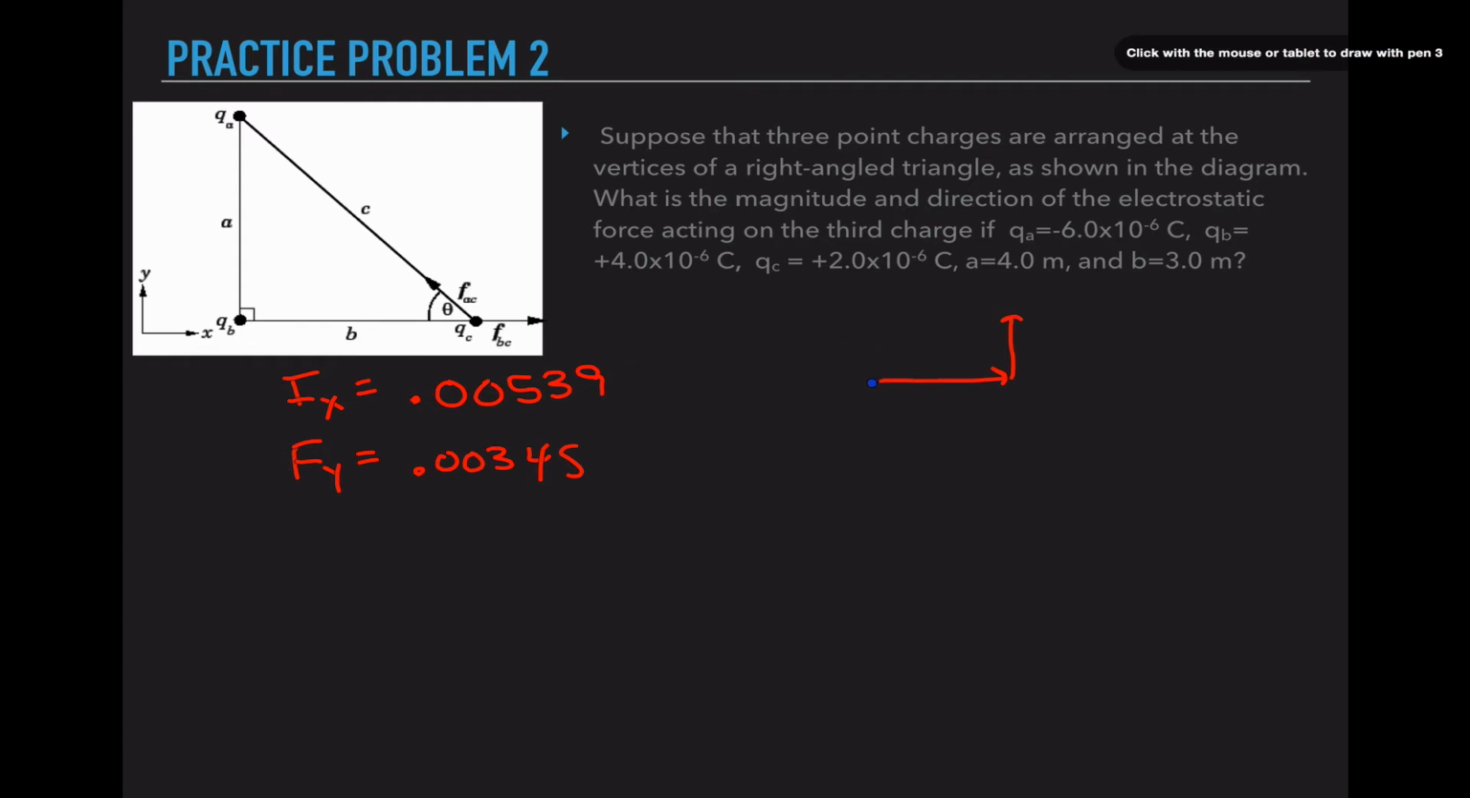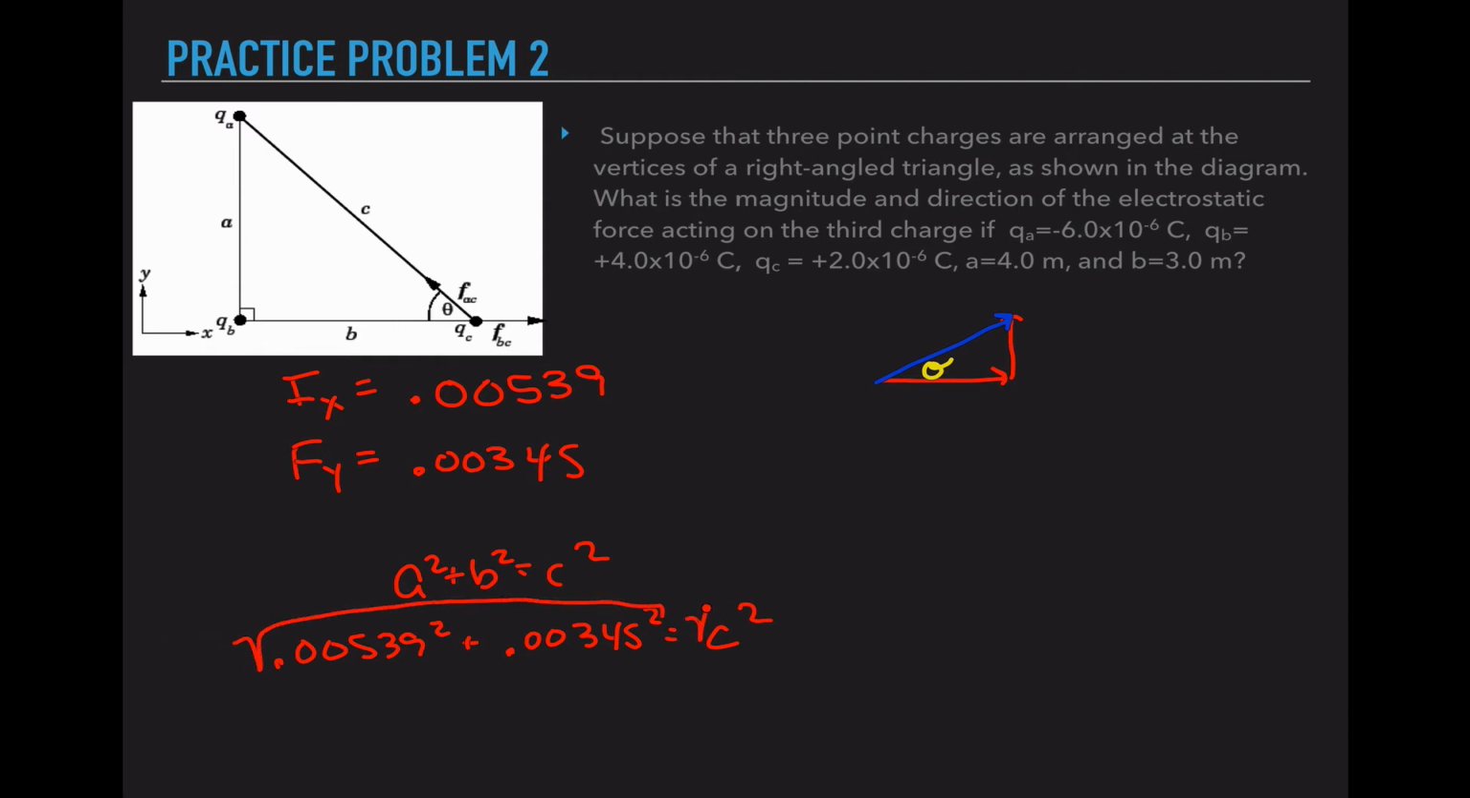So we have to solve for the hypotenuse and we have to solve for this angle. So for the hypotenuse, we have a squared plus b squared equals c squared. 0.00539 squared plus 0.00345 squared equals c squared. Square both of those, and they're going to be really small decimals, so I'm actually going to skip that step just because it's a lot of writing. And then I'm going to square root both sides once I add them together, and c is a value of 0.00639 newtons. So that hypotenuse, this blue line, is 0.00639 newtons.